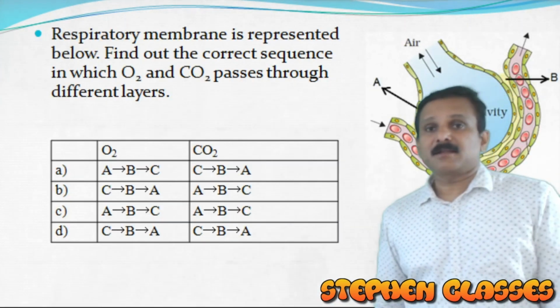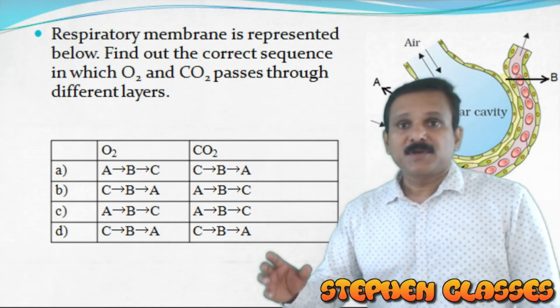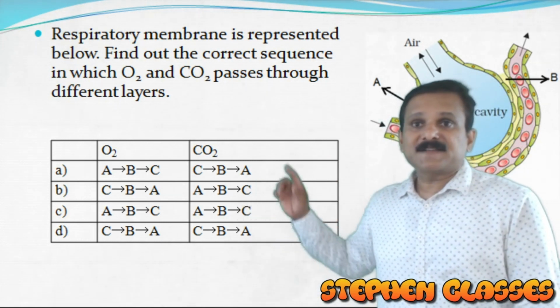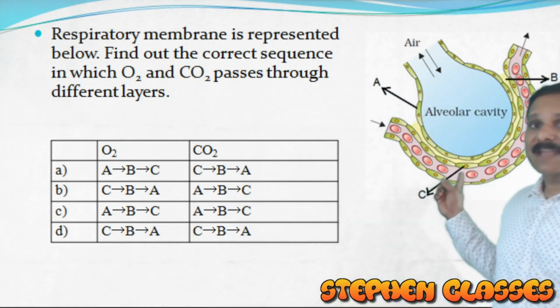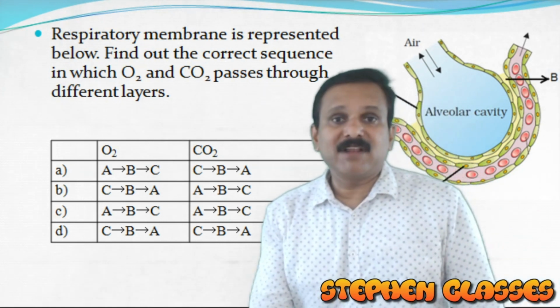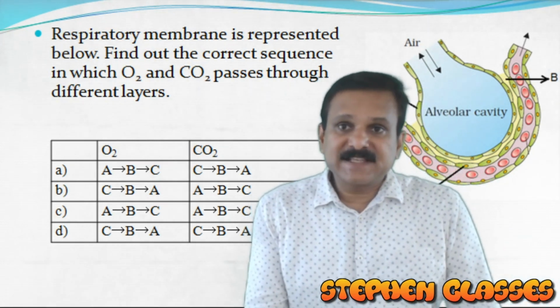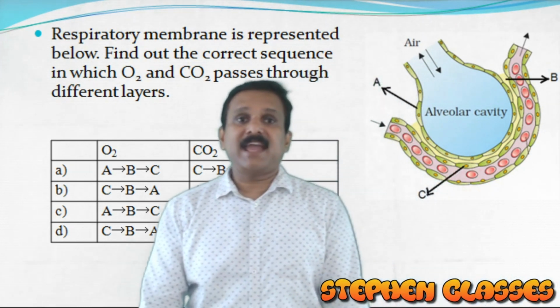So in this question, the correct sequence in which oxygen and carbon dioxide will move. The answer will be, oxygen is moving from which portion? From the capillary to the alveolar cavity. So oxygen will move in the direction of C, then it will move from C, B, A.